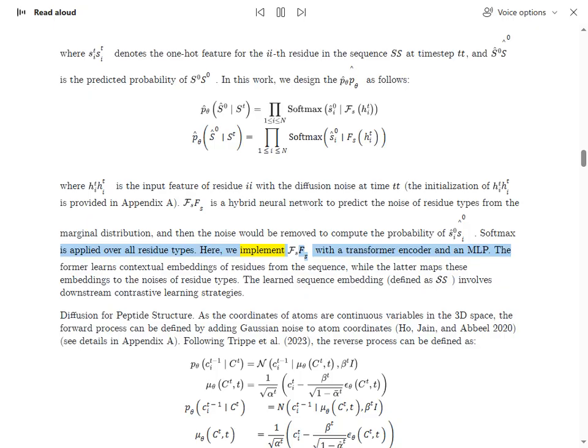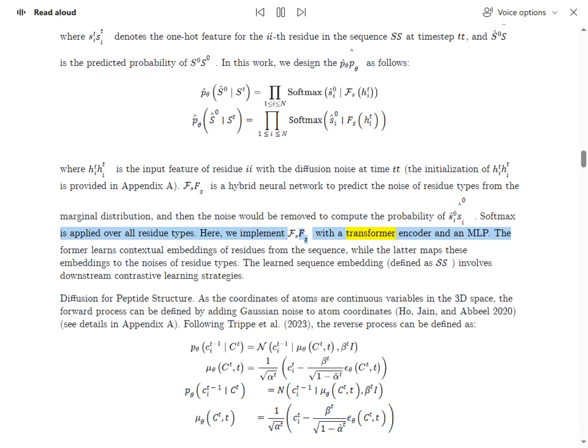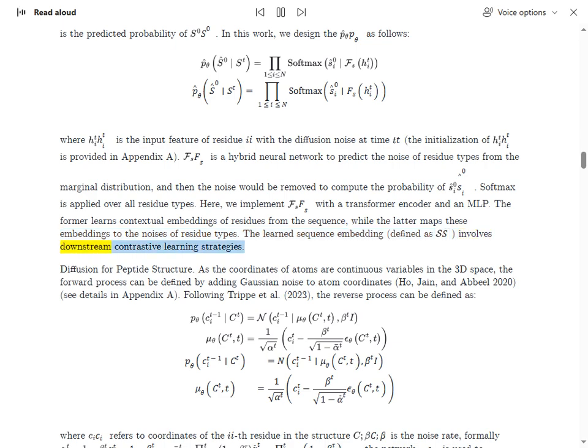Here, we implement F_S with a transformer encoder and an MLP. The former learns contextual embeddings of residues from the sequence, while the latter maps these embeddings to the noises of residue types. The learned sequence embedding, defined as S, involves downstream contrastive learning strategies.